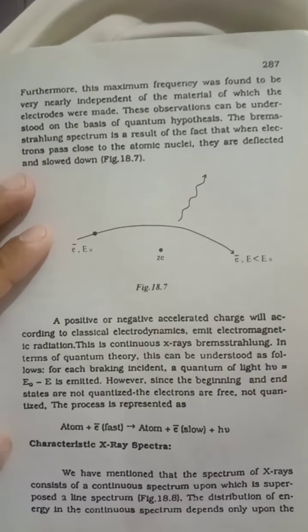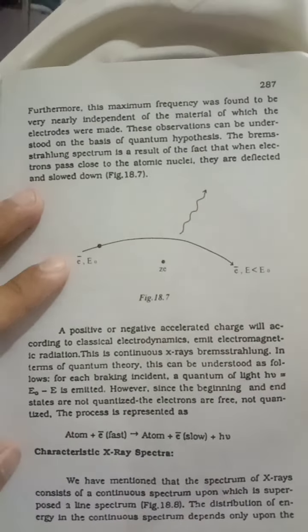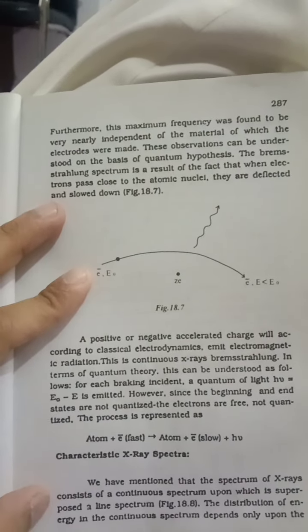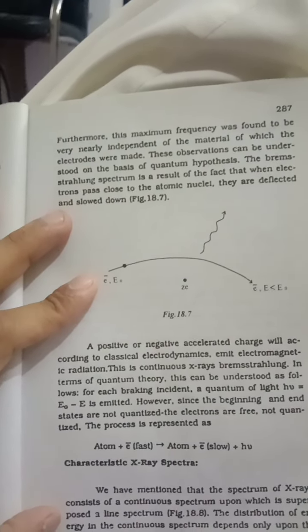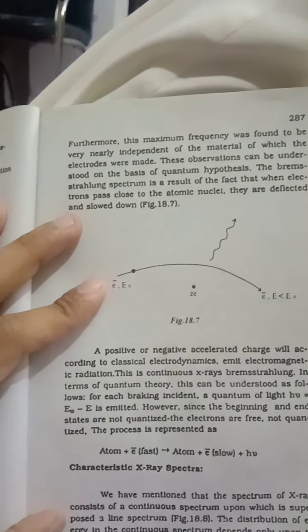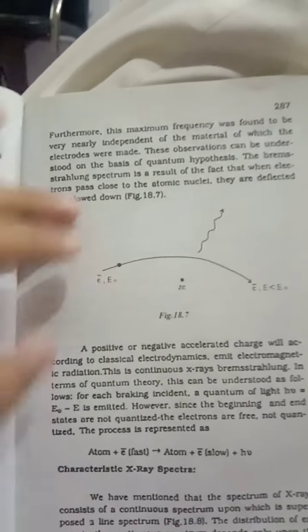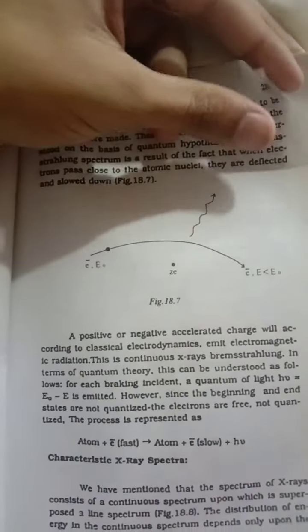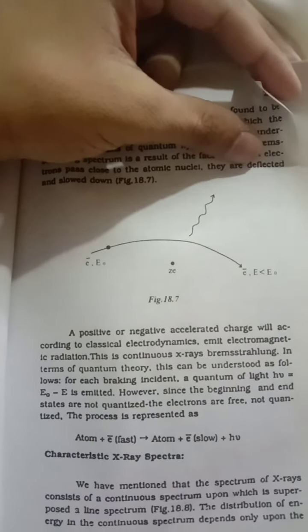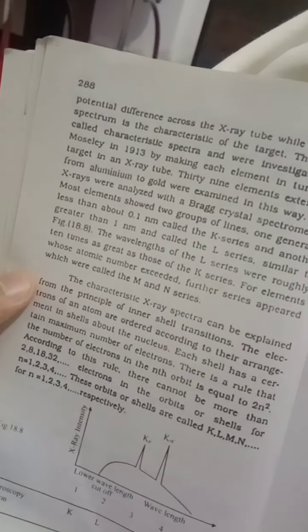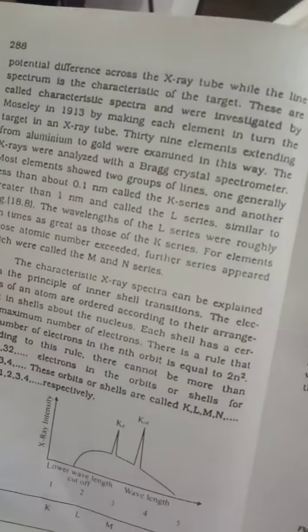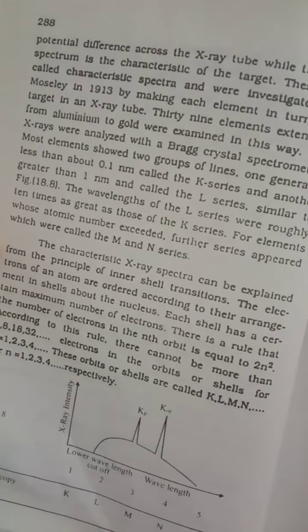Characteristics of X-ray spectra. We have mentioned that the spectrum of X-rays consists of a continuous spectrum upon which is superposed a line spectrum (Figure 18.8). The distribution of energy in the continuous spectrum depends only upon the potential difference across the X-ray tube, while the line spectrum is characteristic of the target.